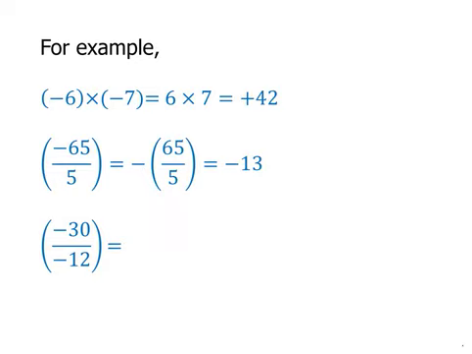In the last one, negative 30 divided by negative 12, well, negative divided by negative is going to be positive again. It's going to be the positive fraction, and then we can reduce that fraction to 5 halves. And we'll talk more about fractions in the next module.